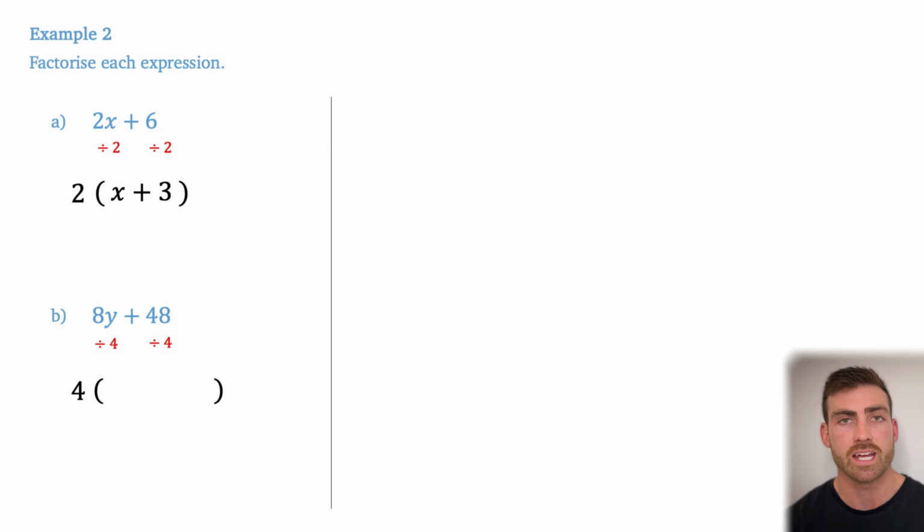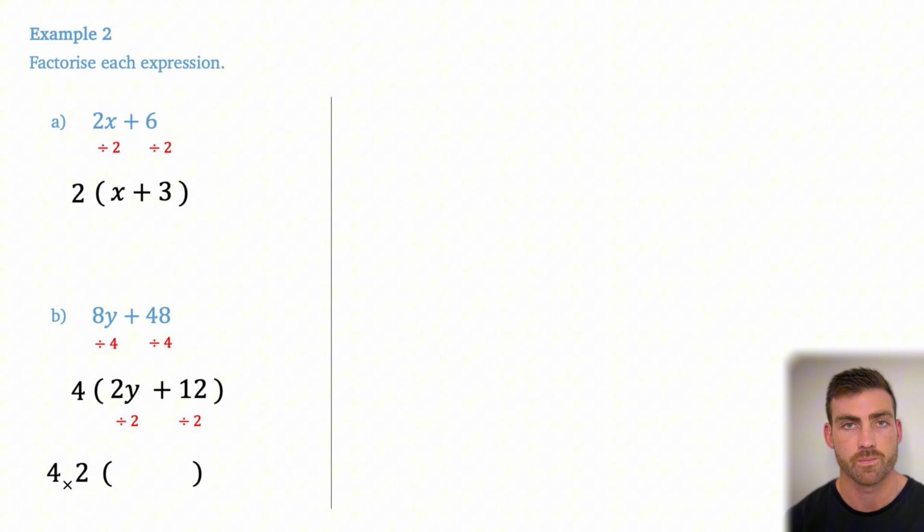Next, we need to divide each term by 4, and we get the following. We check in the brackets, we are left with 2y and 12. Can we continue? Are there any common factors between these two terms? Yes, we can. We can factor out a 2. We do the same process again. We take out a 2, then divide it by each term in the brackets.